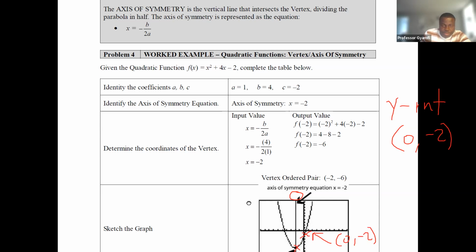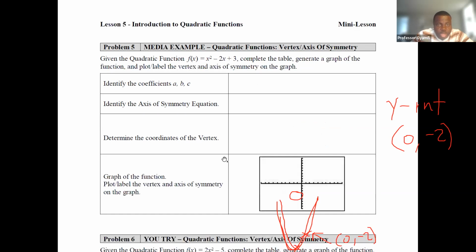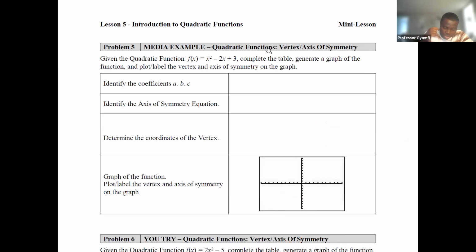And I could draw the graph. I know it's opening up, so you sketch, and then you draw your axis of symmetry line there. Now, you could always go to the calculator and get your graph there. Now, in problem 5, we have a media example. There is a video on the website, but I'm going to go through it, maybe not all of it, because I expect you to watch the video on the website, myopenmath.com.